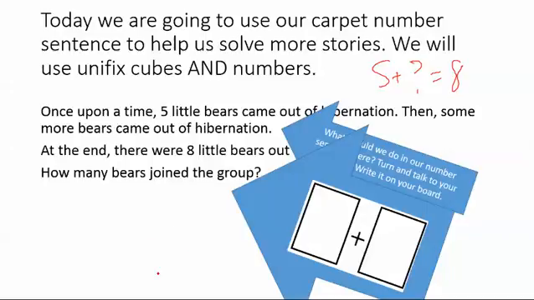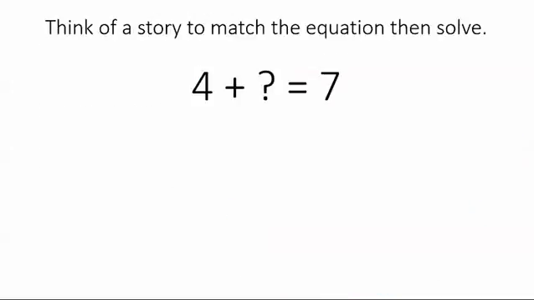And so you can, on your carpet, you have this on your carpet, put a Post-it with the number 5 and then put 3 Unifix cubes as you're counting up, right? So think of a story to match this equation and then solve. And you're letting kids basically tell a story. There were 4 bears, some more bears joined, and now we have 7. And then you go through and model it with the cubes. Same thing here.